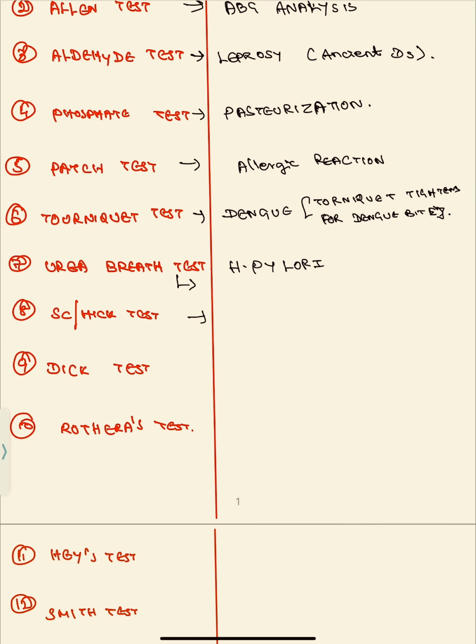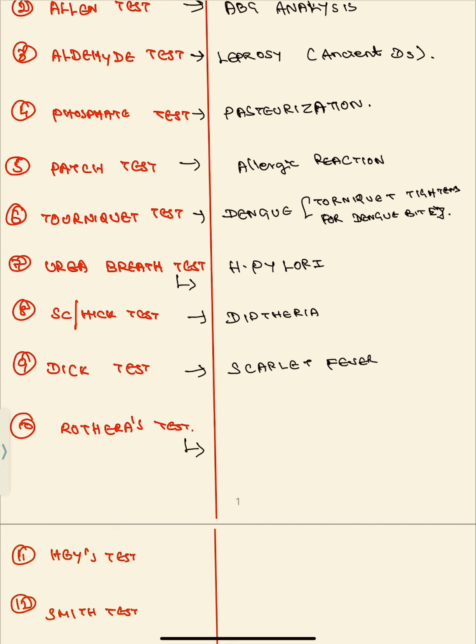Schick test. It's for diphtheria. It tests immunity to diphtheria. Dick test is for scarlet fever. Dick test for scarlet. That's a mnemonic. Dick test is for scarlet fever.